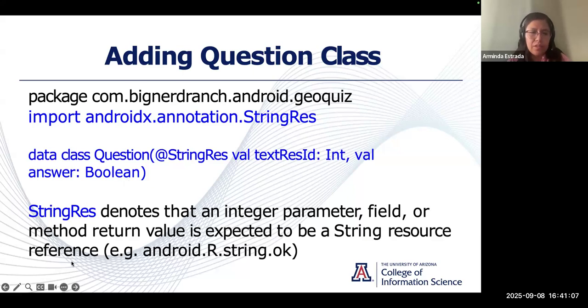Okay, and so StringRes denotes that an integer parameter, field, or method return value is expected to be a string resource reference. For example, here, android.R.string.ok.